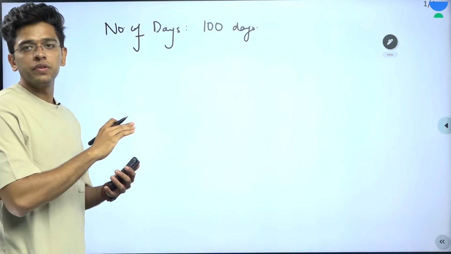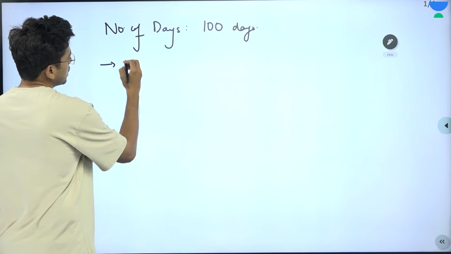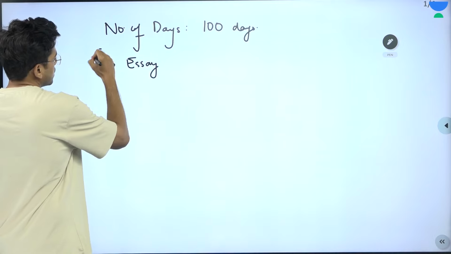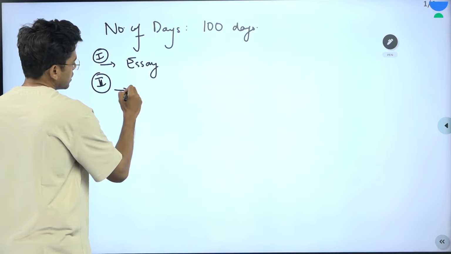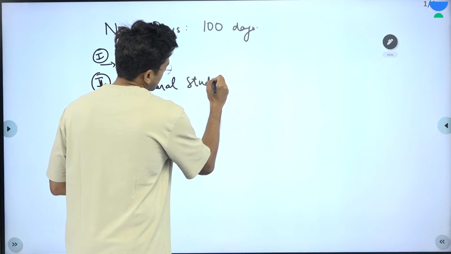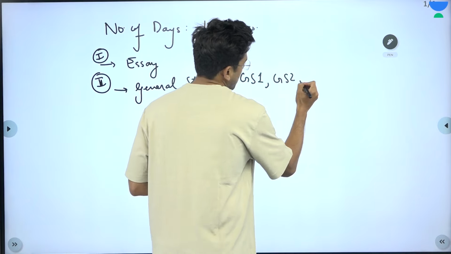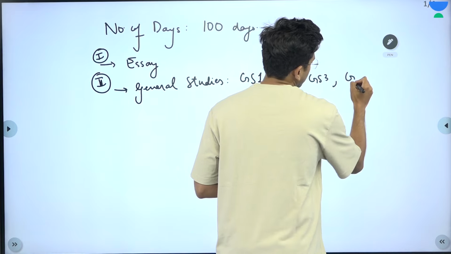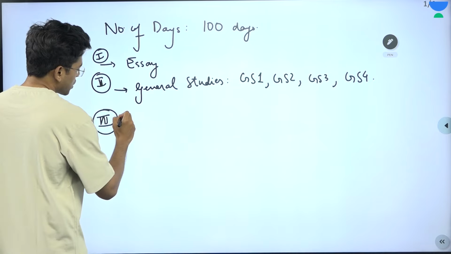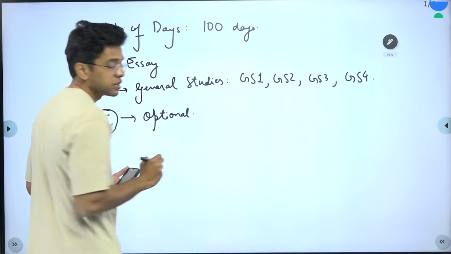So we have to make the best use of these 100 days and the things that we have to cover. I have divided these things into a few blocks. The first block is paper number 1, that is essay. The second block is general studies. This block has 4 papers: GS1, GS2, GS3 and GS4. The third and very important block is our optional subject, which in my case was anthropology.